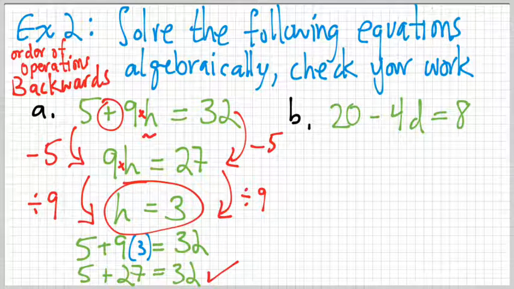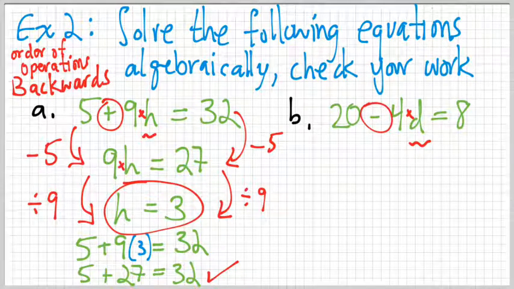Alright, last example for this video. We've got 20 minus 4d equals 8. So very similar to the last one, we need to find what the d is equal to. It's being multiplied again. There's also subtraction going on. Now this one gets a little tricky because you might think the 20 is being subtracted, but the 20 is actually positive. There's sort of an implied positive out here. So the 20 is actually kind of being added. It's the 4d that's being subtracted.